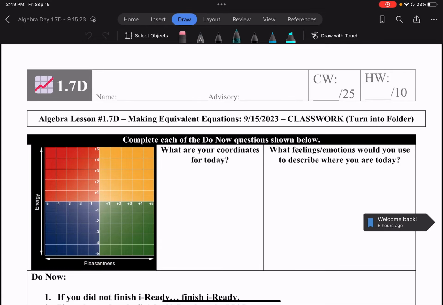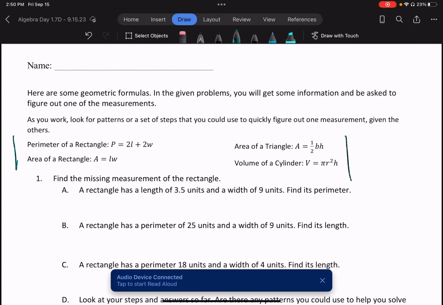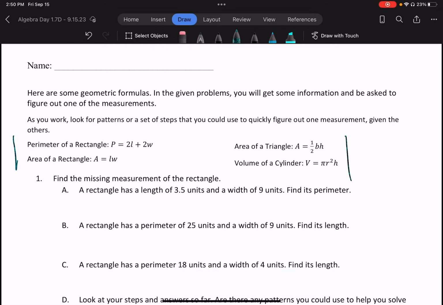Homework 1.7D. So here we are using geometric formulas. I do want to note that you will not really need to memorize most of these formulas. You will actually have a cheat sheet, kind of a reference sheet, that you get every year that will have some of these formulas on it for the PARCC test. But I'm just going to reference these right here. You're going to use them for this.